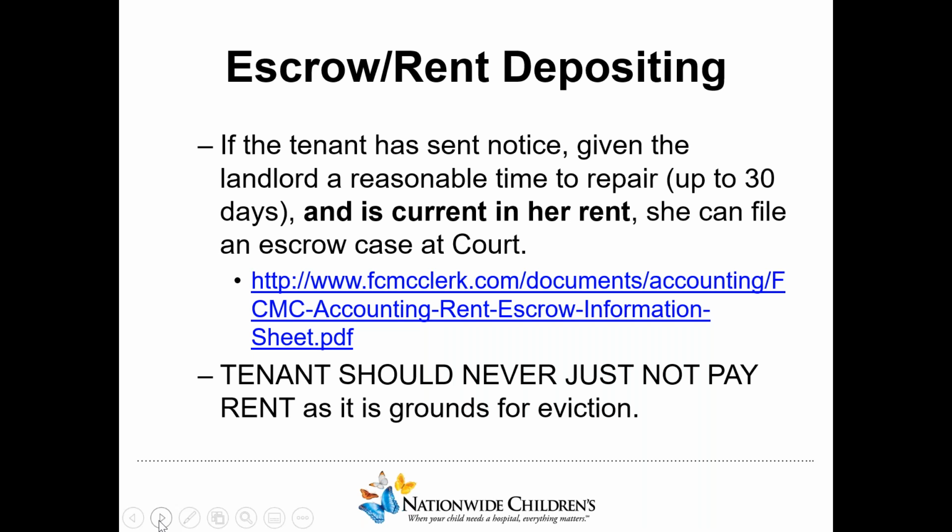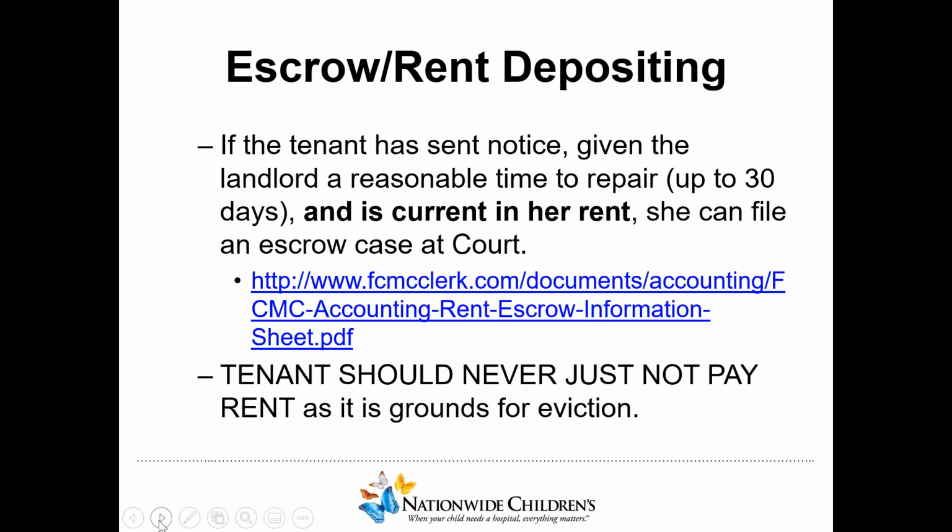However, there are times that, despite getting the request in writing, landlords don't do anything. They don't make the repairs, or they don't attempt to even make the repairs within a reasonable time. So that's when we have to go to these other options. So we talked a little bit about escrow and rent depositing. If a tenant does send the landlord written notice of the repairs and has given the landlord a reasonable time to repair, which we typically say is about 30 days, and the tenant is current in their rent, then he or she can file the escrow case at court.